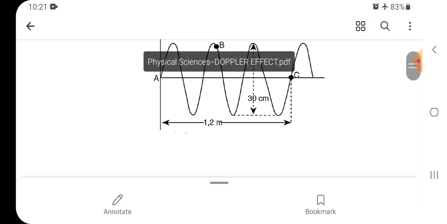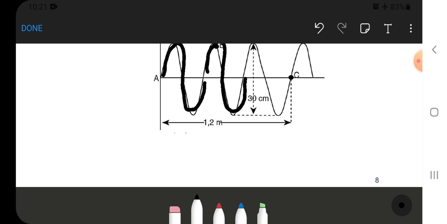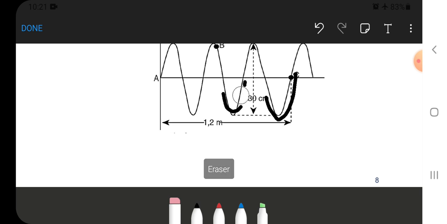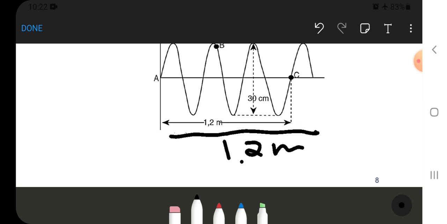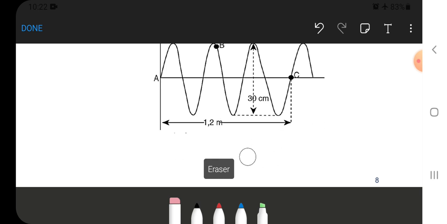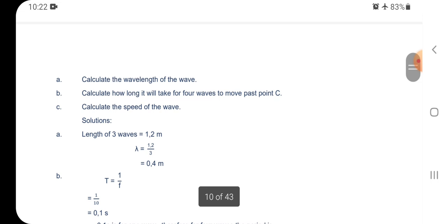So from here to here is number 1. From here to here we have number 2, and then from here to here we have number 3. So we have 3 wavelengths, and the distance of these 3 wavelengths, we see it by this. Now this is the distance. This 1.2 meters is the distance of the 3 wavelengths. Okay, so you must keep that in mind when you are asked to calculate the wavelength of the waves.